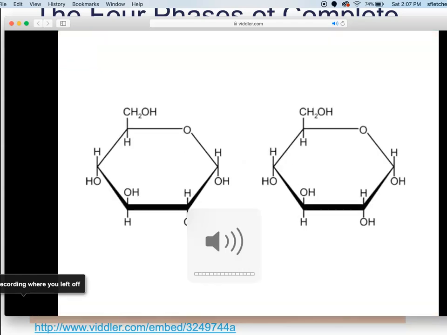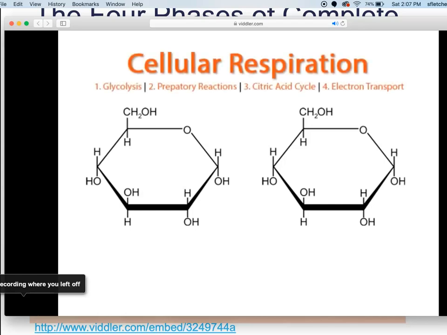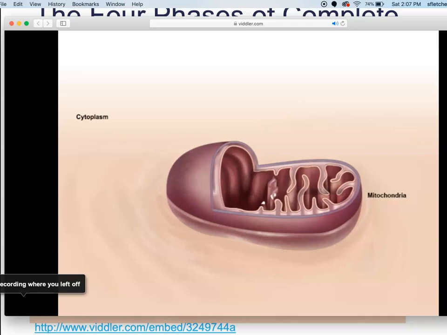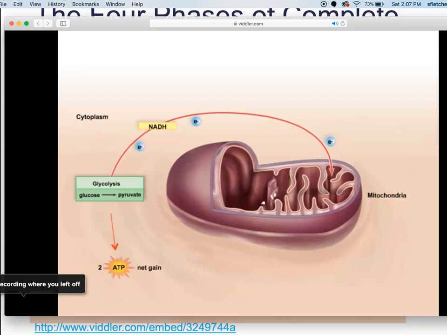The energy within a glucose molecule is stored in its chemical bonds. Cellular respiration is a four-stage process which releases this energy and forms ATP. These reactions occur both in the cytoplasm and mitochondria of the cell. The first of these reactions is called glycolysis, and it occurs in the cytoplasm of the cell. A series of chemical reactions breaks down glucose to pyruvate, in the process generating a net of 2 ATP molecules. In addition, a small amount of NADH is generated, which will be used later in the electron transport chain.